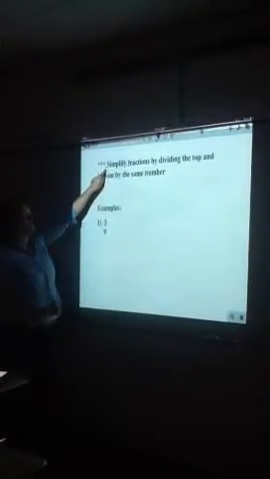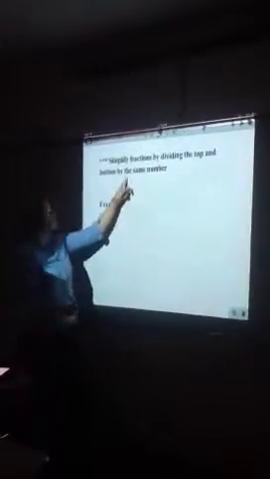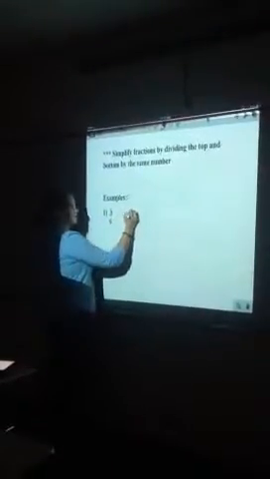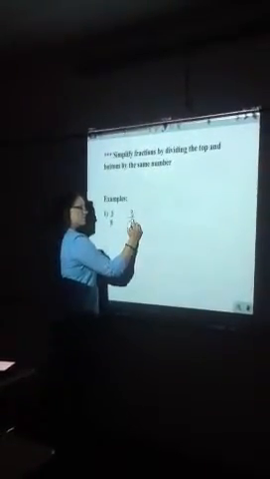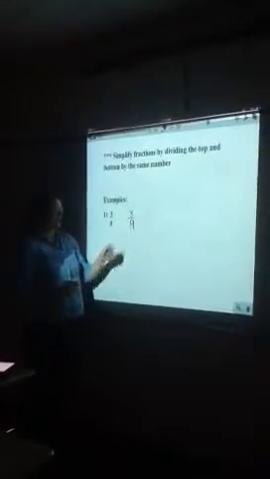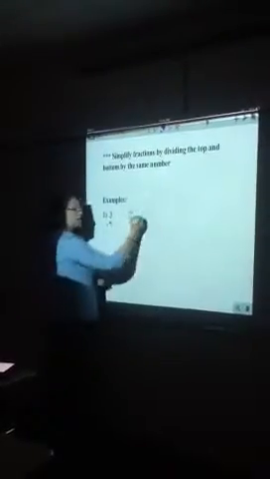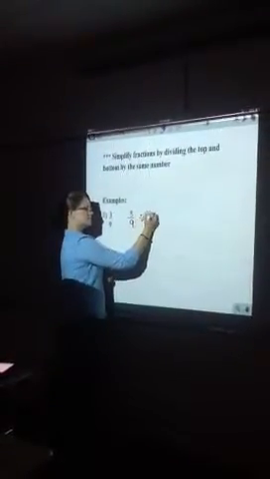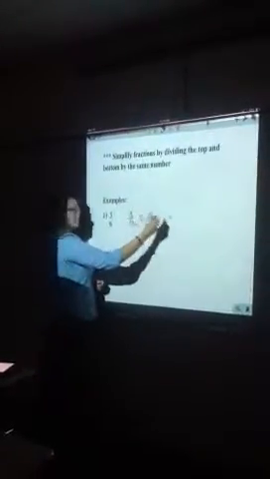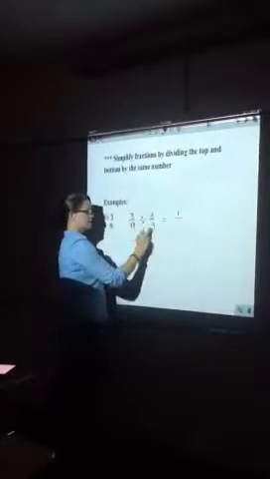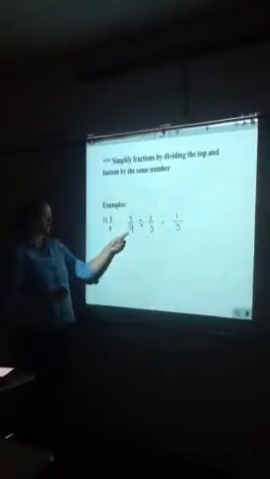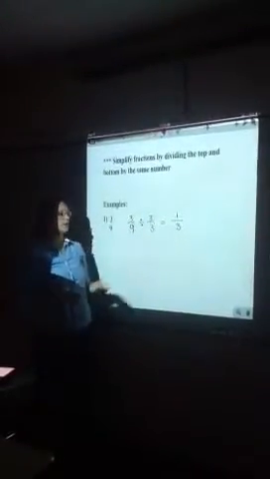Simplify fractions by dividing the top and bottom by the same number. For example, 3/9. I'll just rewrite that so it's a little bit easier. I want to simplify this fraction, so I consider a number that I can divide both the top and bottom by. Here it will be 3. 3 divided by 3 is 1. 9 divided by 3 is 3. So a simplified form of 3/9 is 1/3.